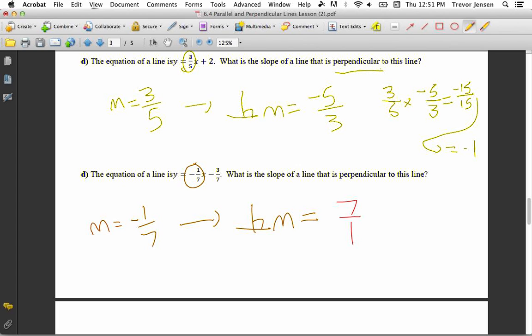And then, since our original slope has a negative value, this slope is going to have a positive value, so I'm going to leave that there. I don't need to put a negative sign anywhere. So 7 over 1, I could simplify that to just 7. 7 divided by 1 is 7. Okay? And there we go. There's our perpendicular slope.